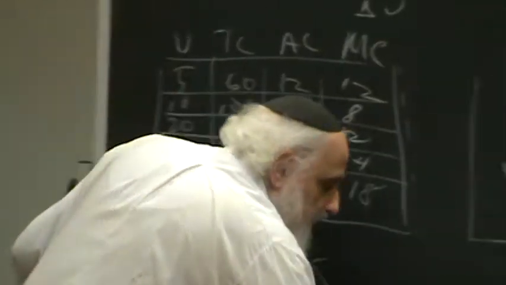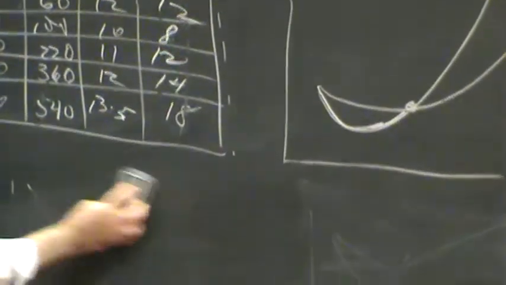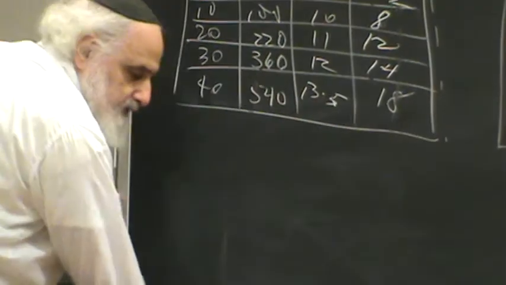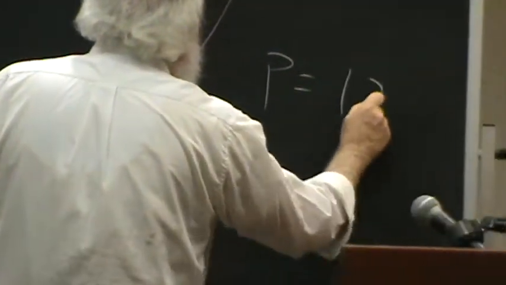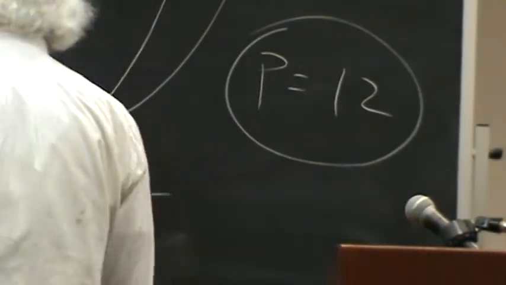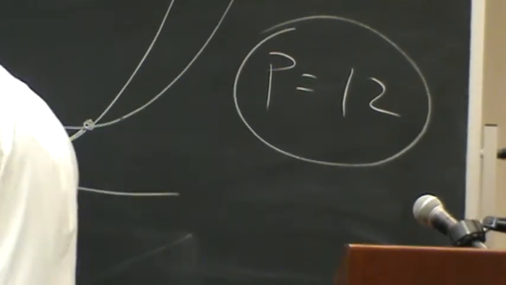Okay, so now I give you an additional piece of information. I tell you that this is under perfect competition, and the perfect competitor looks out into the market and sees his price is 12. The price people are willing to pay for this loaf of bread is 12. How many is he going to produce? Based on a price of 12, how many is he going to produce?